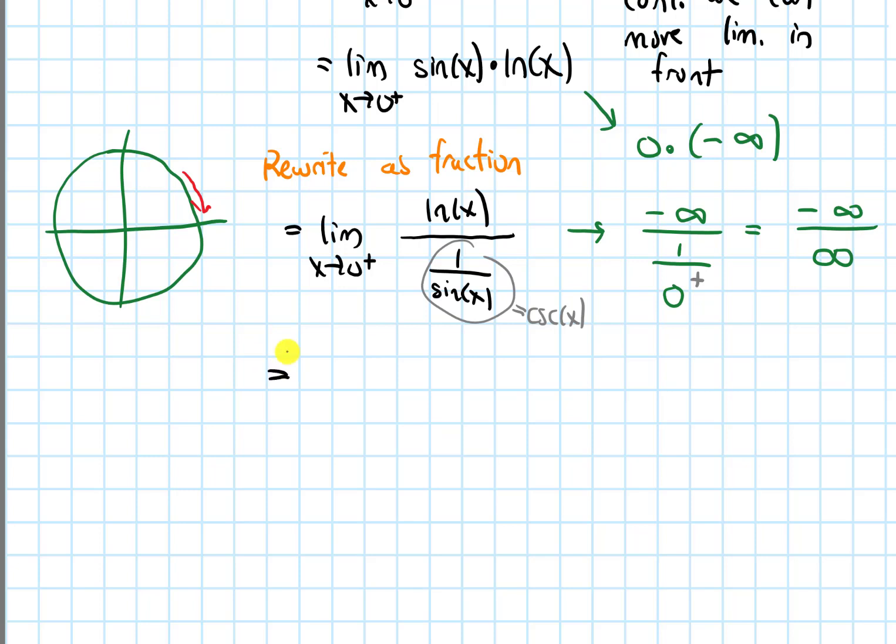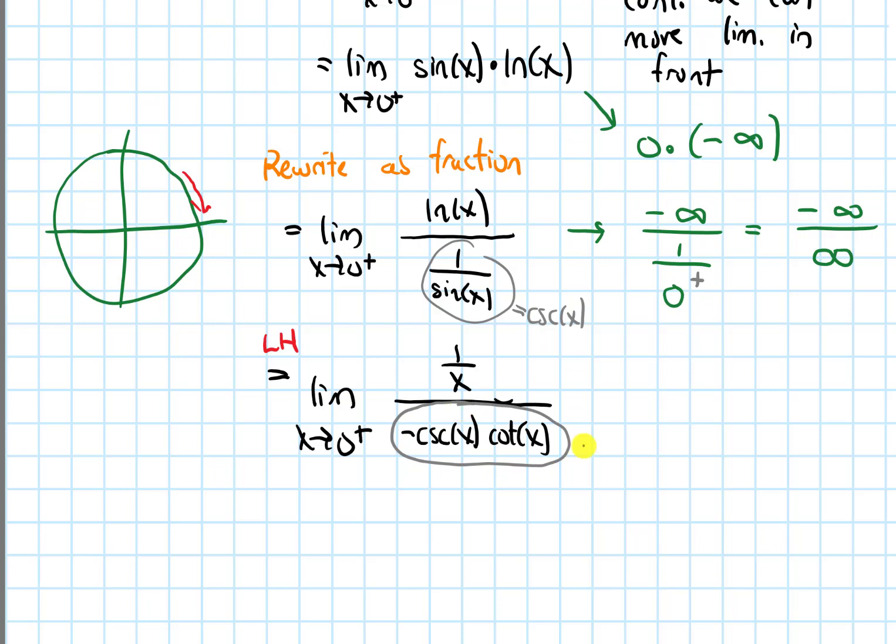All right, so I'll write LH, we're going to use L'Hopital's. We'll get the limit as x approaches 0 from the right. And then I do the derivative of the top first, which is 1 over x. On the bottom, I'll do the derivative of cosecant x, which is negative cosecant x times cotangent x. Okay, and I think it may be helpful now to rewrite this in terms of cosines and sines. If I do that, the negative cosecant is negative 1 over sine x, and then cotangent is cosine x over sine x.